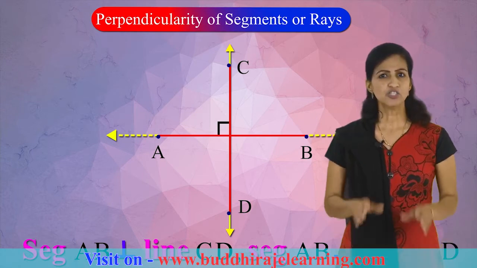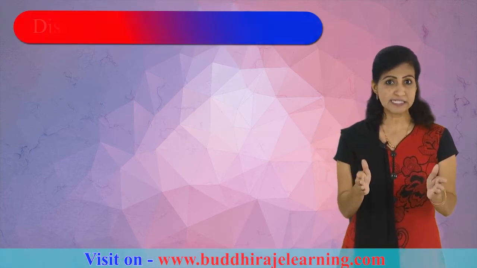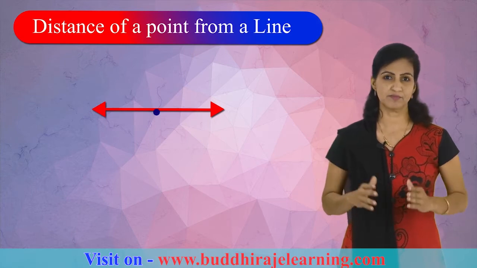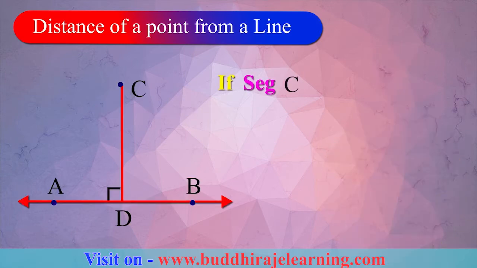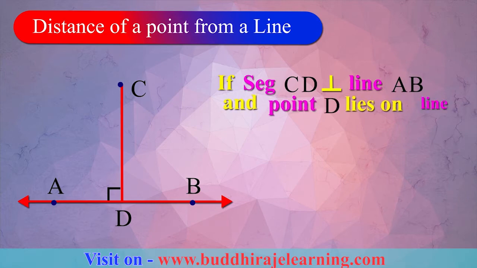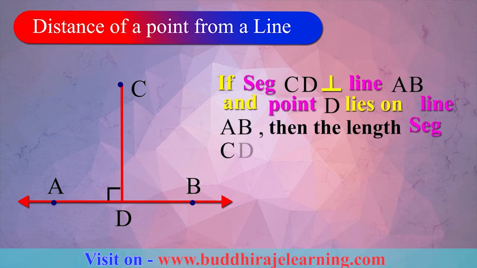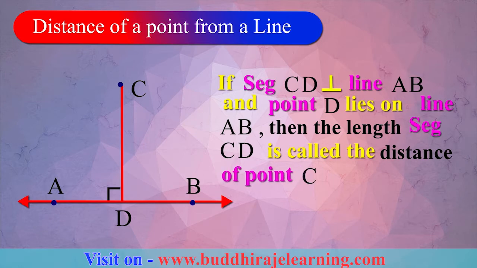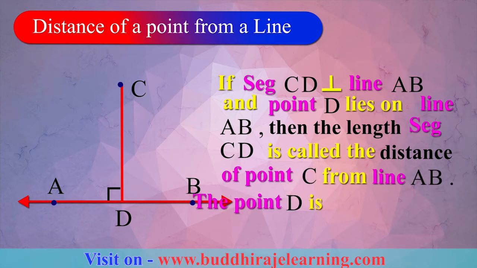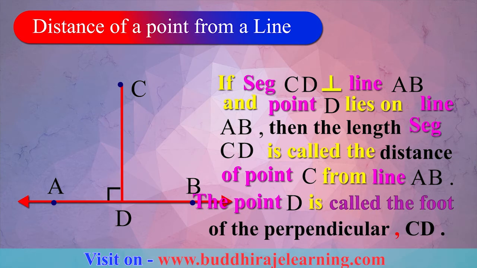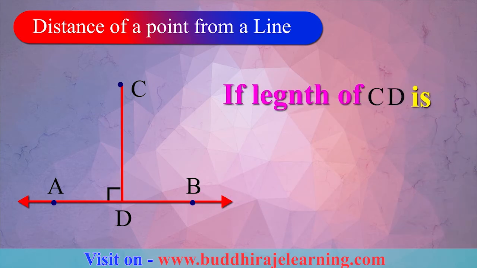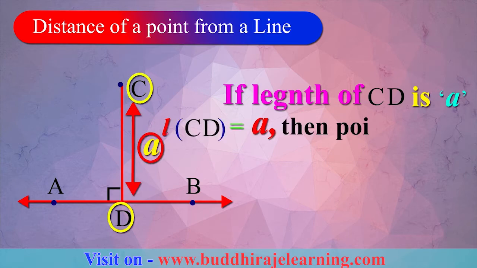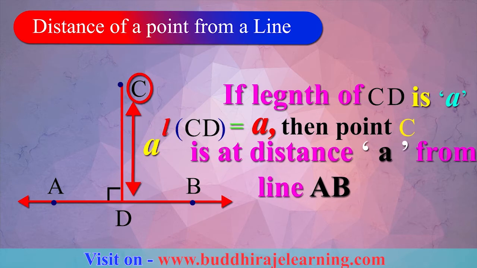We can say from the figure that segment AB is perpendicular to line CD, segment AB is perpendicular to ray CD. Students, let us learn about the distance of a point from a line. If segment CD is perpendicular to line AB and point D lies on line AB, then the length of segment CD is called the distance of point C from line AB. The point D is called the foot of the perpendicular CD. If the length of CD is a, then point C is at distance a from line AB.